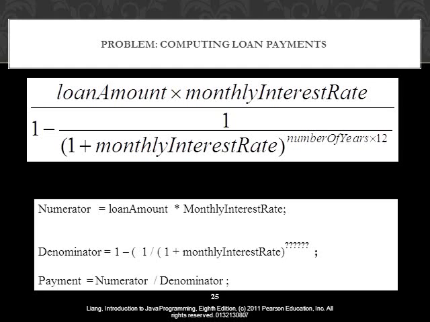The first part we'll call the numerator, and that's simply the loan amount times the monthly interest rate. And then the denominator is 1 minus that whole ugly fraction, so I'll put that in parentheses: 1 over 1 plus the monthly interest rate, and, how am I going to ever do that? I have to take the number of years times 12 as an exponent. And then I have to divide the numerator by the denominator.